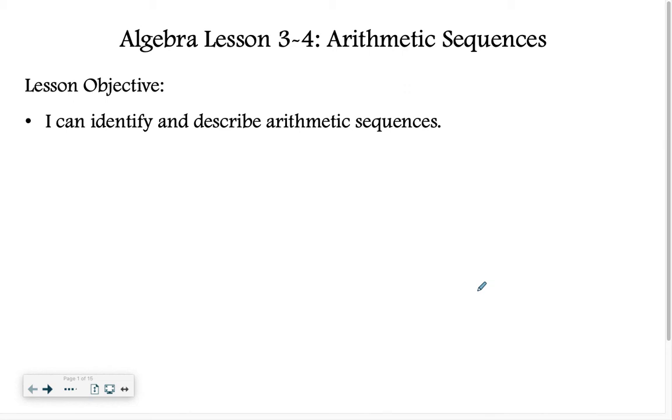Hello class, welcome to Algebra Lesson 3-4, which is all about arithmetic sequences. By the end of this lesson, you should be able to identify and describe arithmetic sequences.